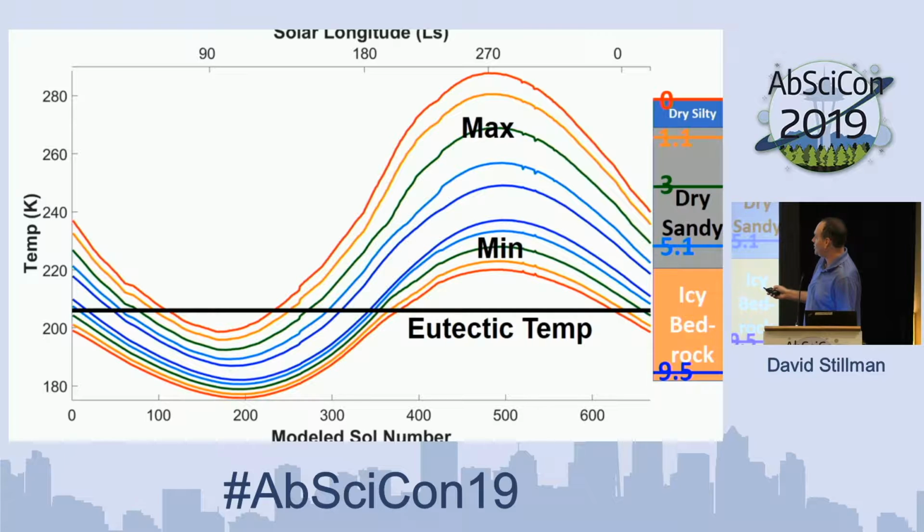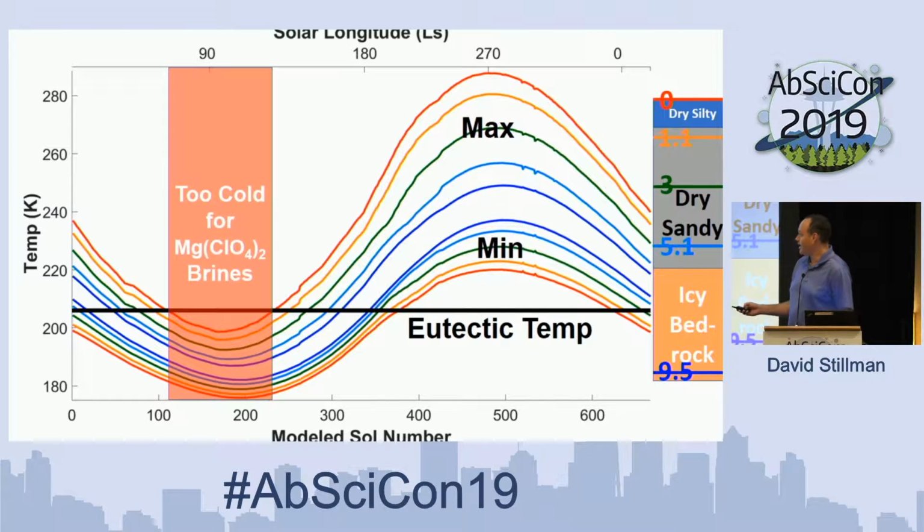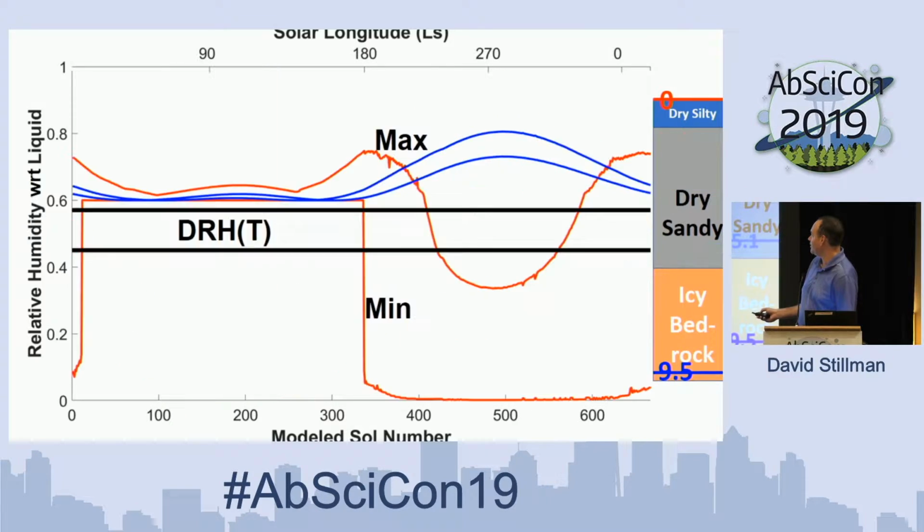And so you can see as you go down, you get less temperature variation. At the surface, you get a lot of temperature variation. And so clearly, there's no way we're going to have brines in the wintertime, because our maximum temperatures aren't even getting above the eutectic, which is what we need for brine formation.